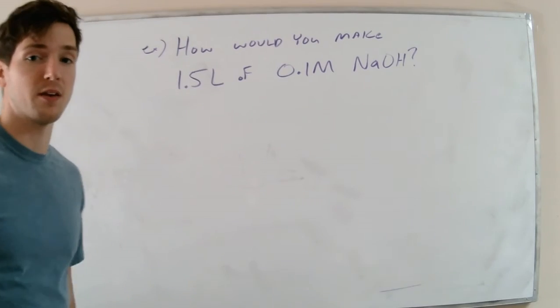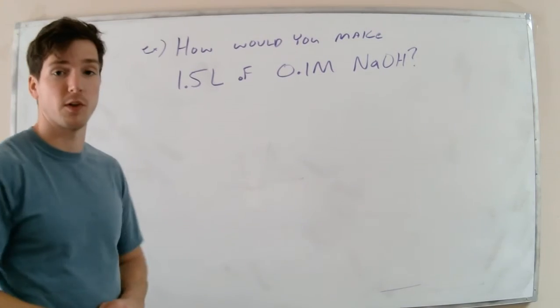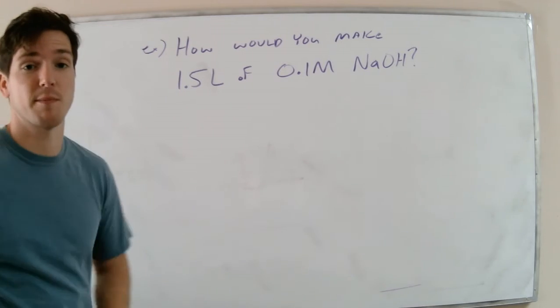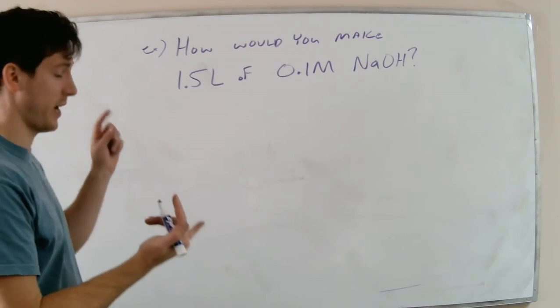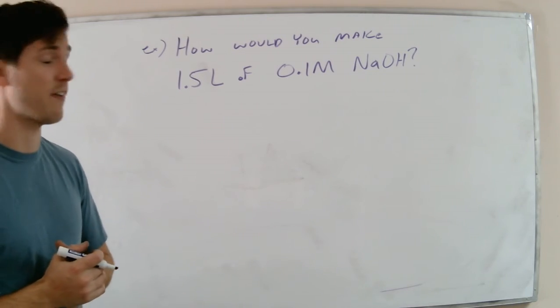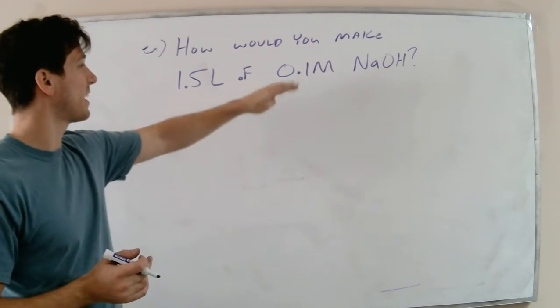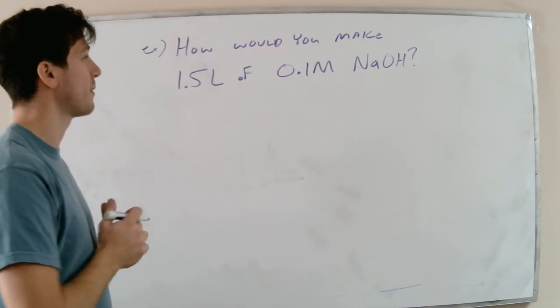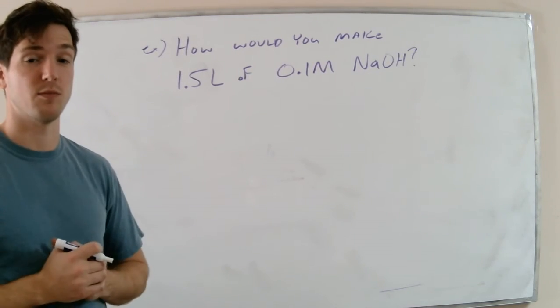So how would you make 1.5 liters of 0.1 molar NaOH? I had to do this actually the other day for my AP chemistry lab that I was doing. So I knew I needed 1.5 liters of solution because I needed enough for all 5 groups, and I knew that it needed to be at a 0.1 molar concentration. So when I was making this, I was thinking, how many grams do I need?